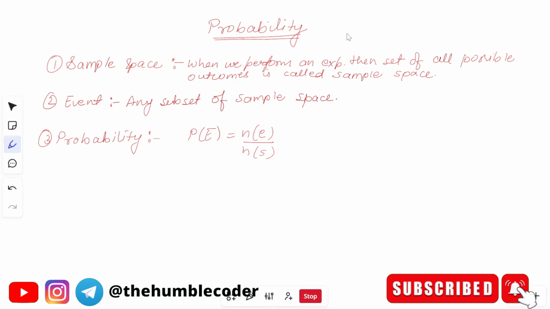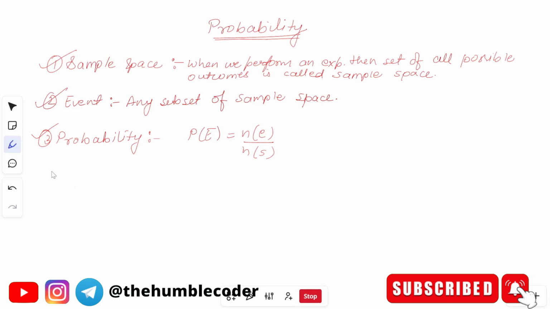So in order to learn probability or in order to solve questions related to probability, you need to know three things. Okay, first word is your sample space, then event, and what is probability. See, sample space is nothing but when we perform an experiment, then set of all the possible outcomes is called as sample space. So let me try to explain you with an example.